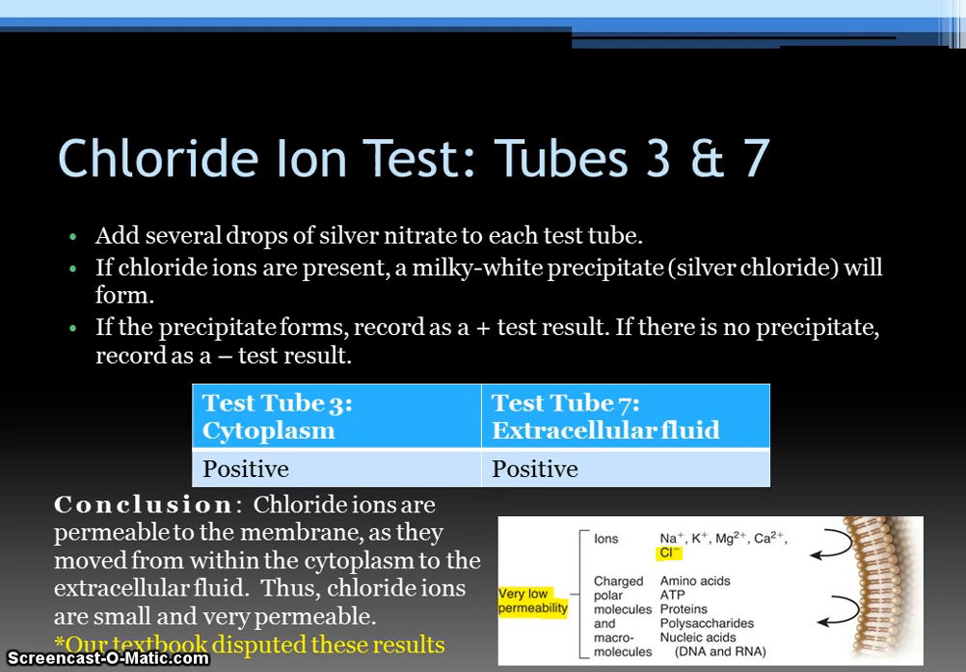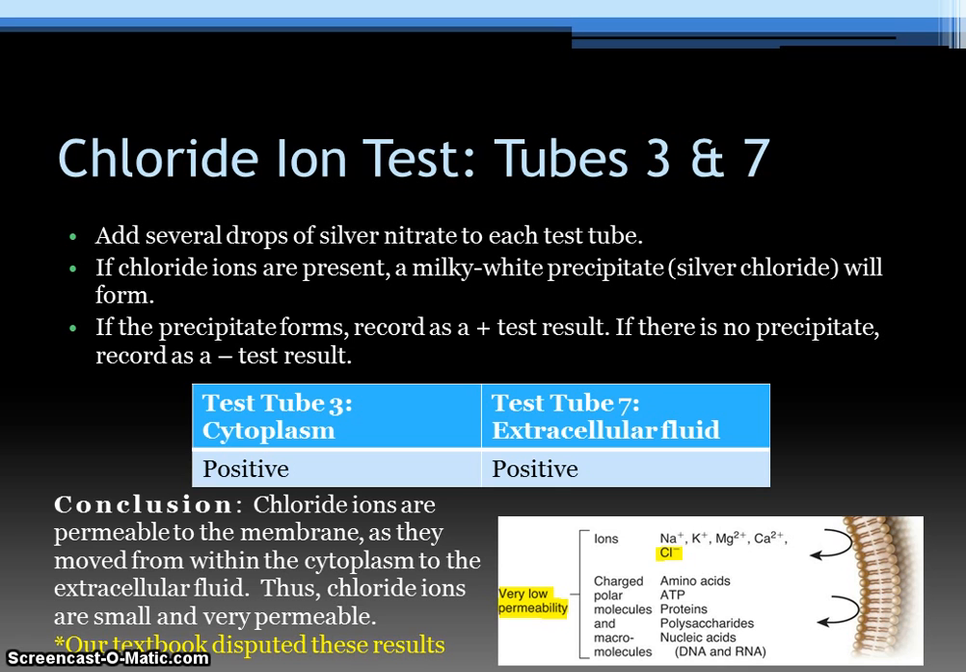For our chloride ion test, our test tube 3 would have also tested positive, and so would our test tube 7. And our conclusion for the chloride ion test would be that chloride ions are permeable to the membrane as they moved from within the cytoplasm to the extracellular fluid. Thus, chloride ions are small and very permeable.